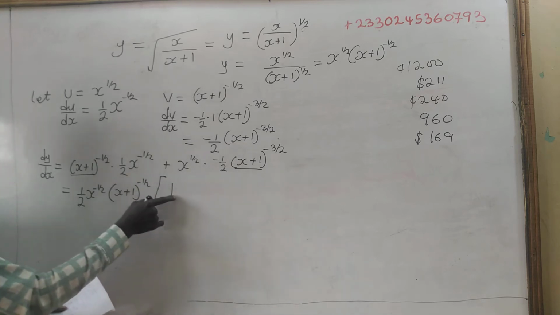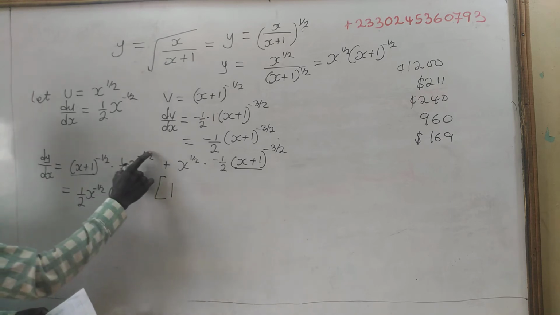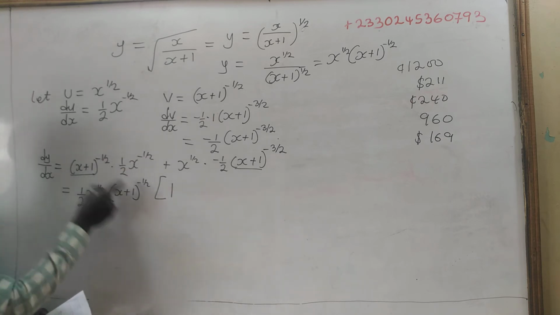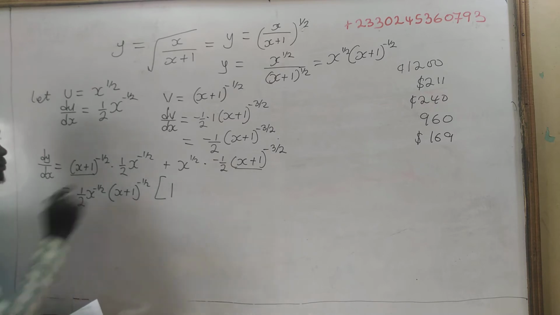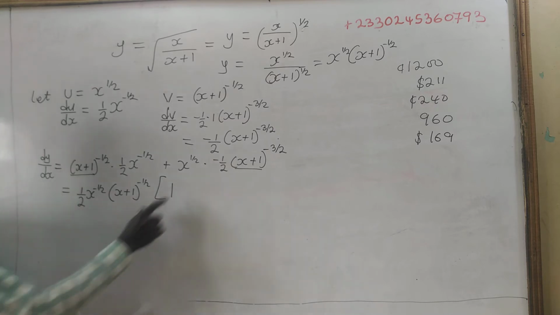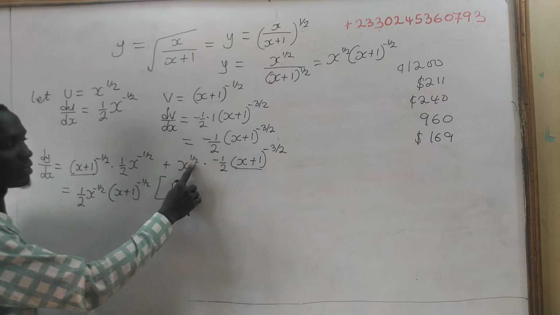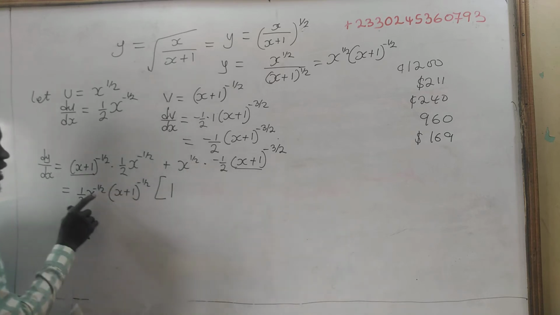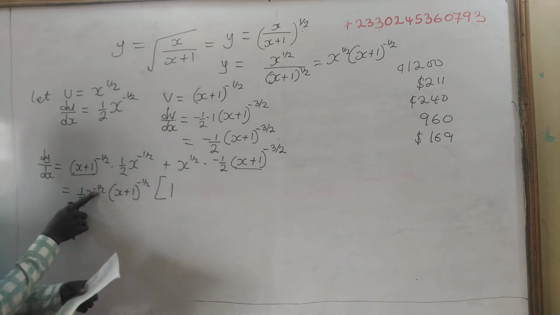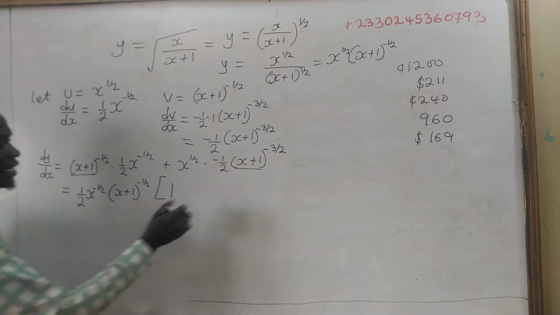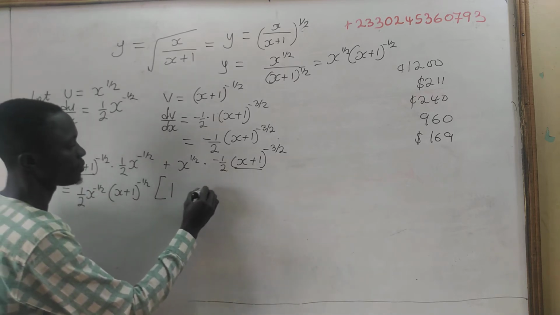This place will remain 1 because this is what we have here and this is what we have here. So it will remain 1. Now here we have x to the power half and we've factorized x to the power negative 1 out of 2 out. So what will remain? It will remain minus x.